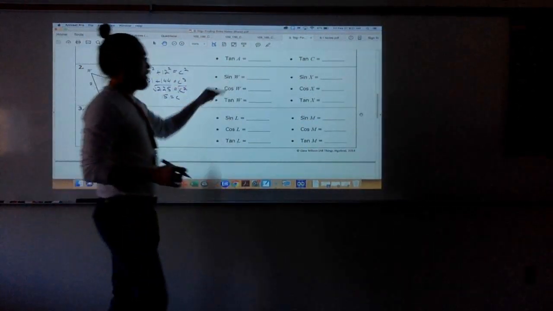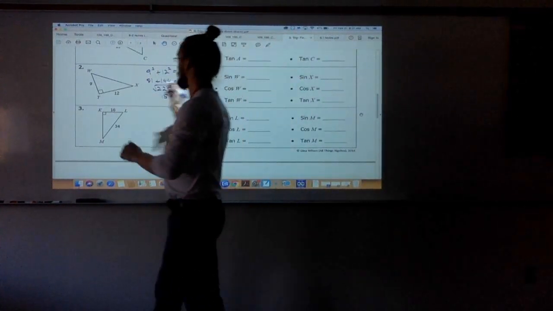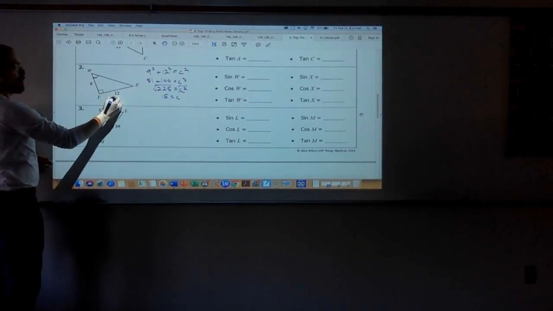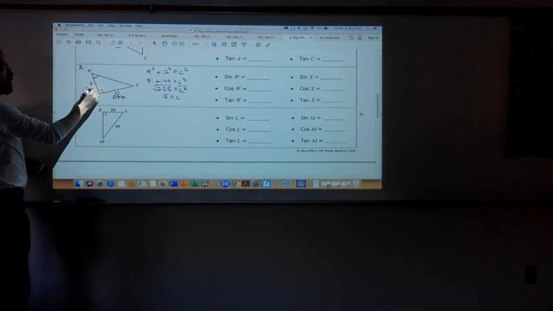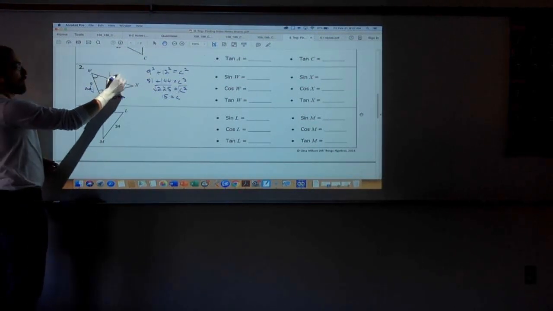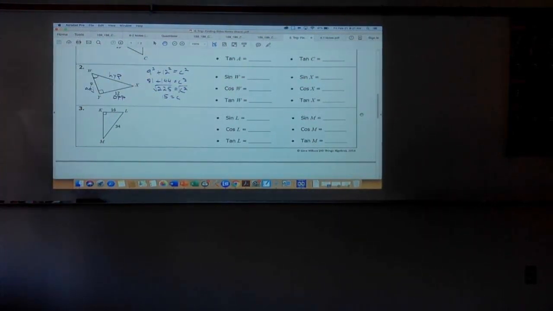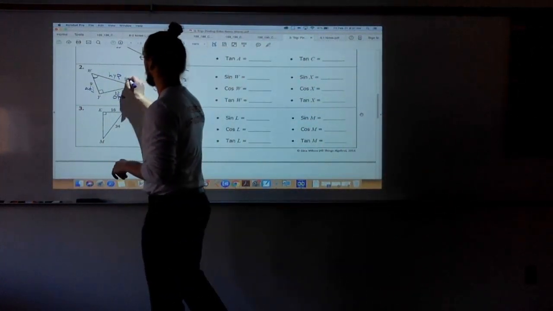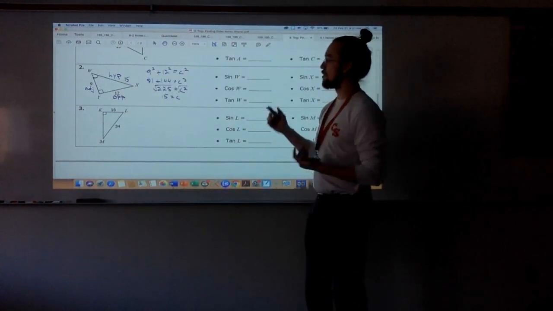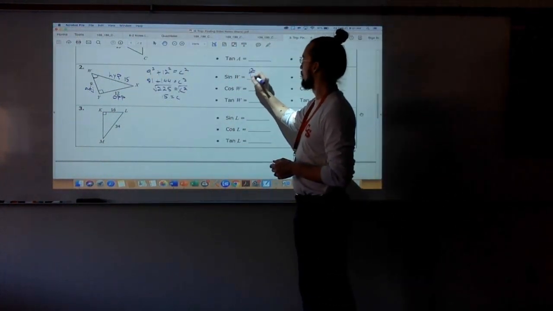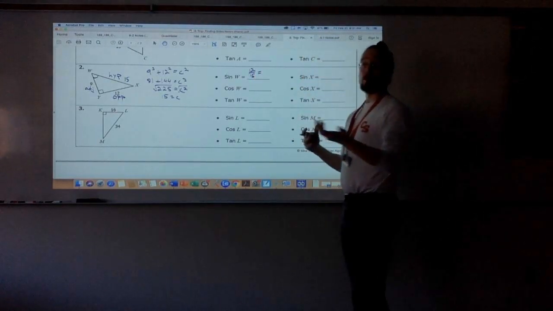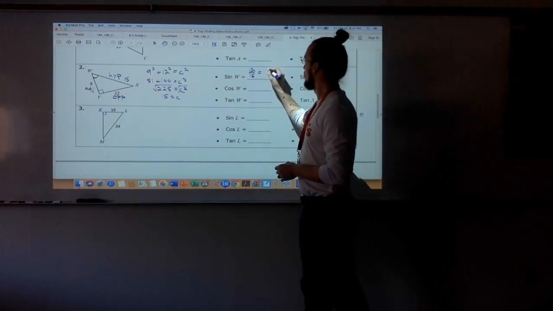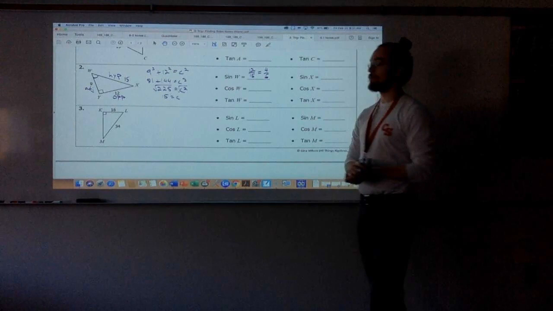Okay, so the sine of angle, we're starting with W. So let's label the sides with respect to W: opposite, adjacent, and hypotenuse. So the sine of W, opposite over hypotenuse, would be 12 over 15. And we want to reduce that if we can. So we can reduce 12 over 15. That would just be 4 over 5.